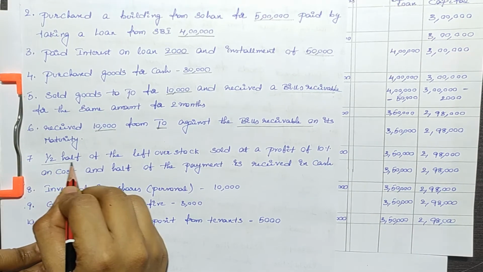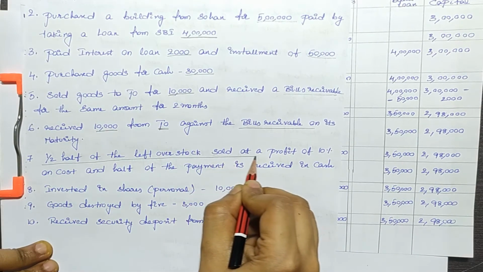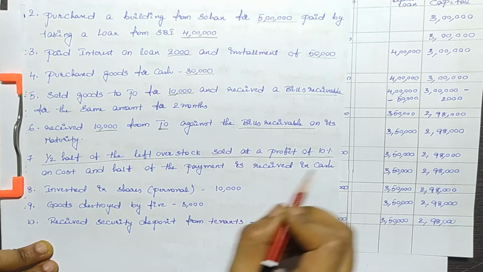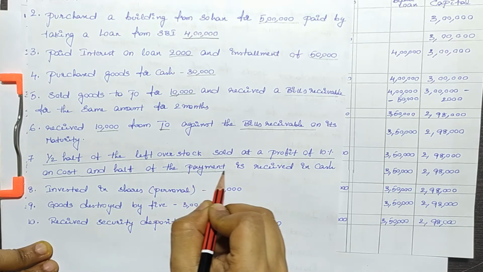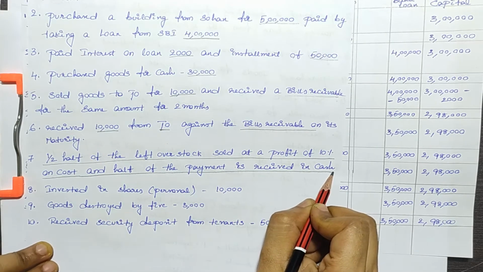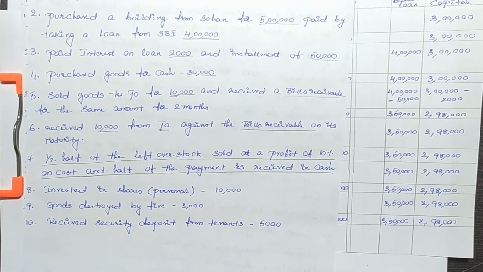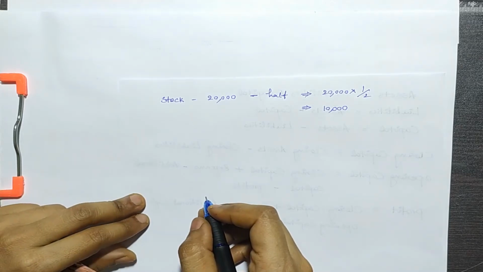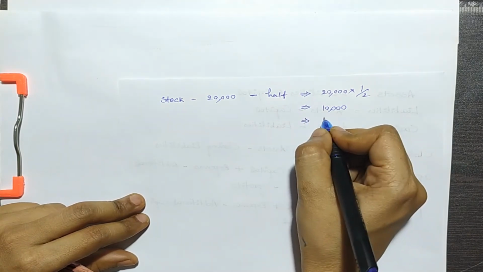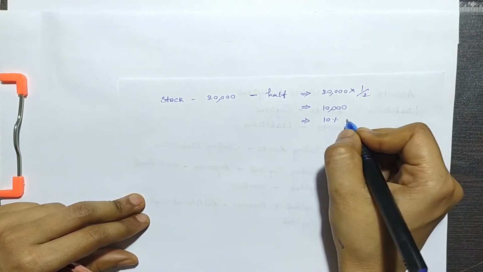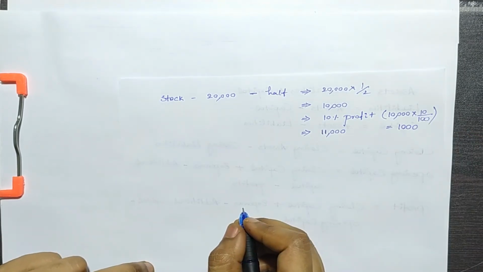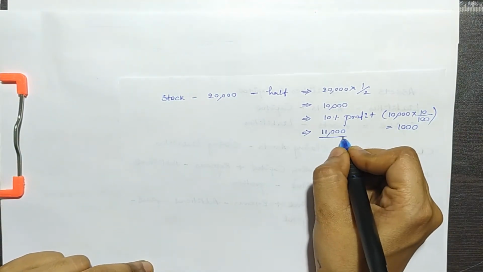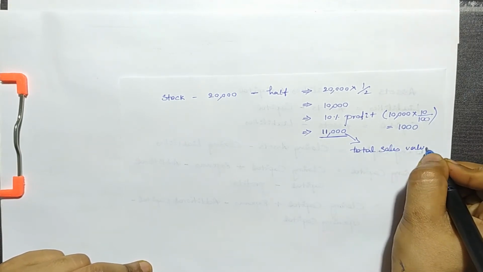Next transaction is half of the leftover stock sold at a profit of 10% on cost and half of the payment is received in cash. The leftover stock or the stock value at this point of time is 20,000. Half of 20,000 is 10,000. So the business has sold 10,000 worth of goods for 10% profit. 10% on 10,000 comes to 1,000. So the total sales value is 11,000.